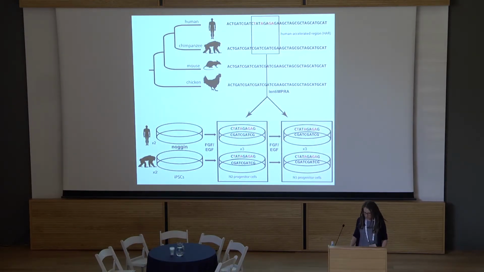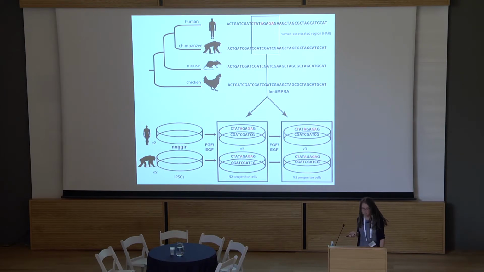So using those stem cell-based systems and using this massively parallel reporter assay, we did the following. For 2 human and 2 chimpanzee biological replicates, we made 3 technical replicates each of an N2 early neural progenitor cell and a more differentiated N3 neural progenitor cell, and put one of these massively parallel reporter assay libraries, via lentivirus, into each one of these experiments.